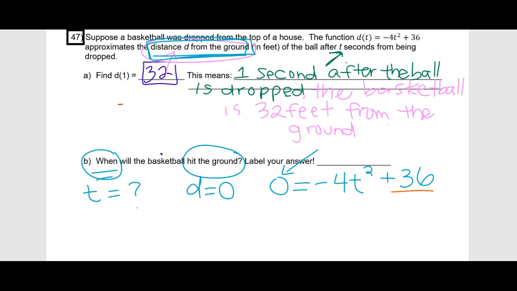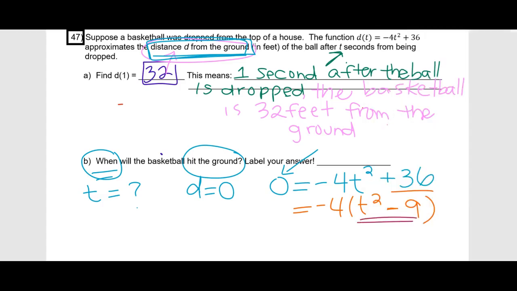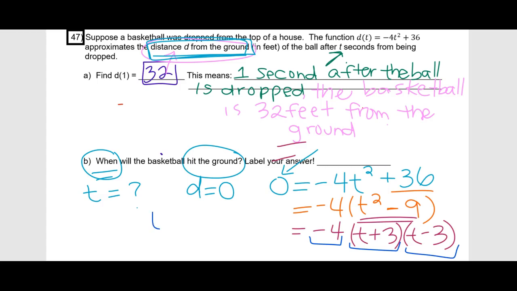So then we could write it like this. And a negative times a negative is a positive. And then we have here a difference of 2 squares. So we'd have t plus 3 and t minus 3. So then we would set each factor equal to 0. So we would have t plus 3 equal to 0, and t minus 3 equal to 0.